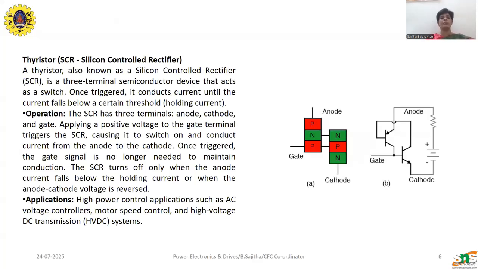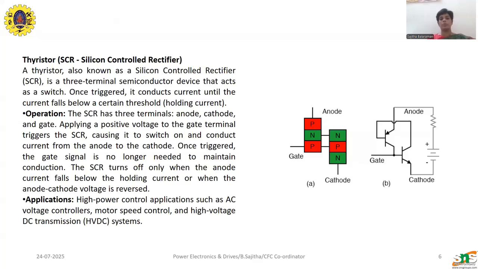These three terminals comprise the thyristor, and you can see the symbolic representation given here. That is a BJT, here there is another BJT, and these BJTs are connected back to back, a PNP and an NPN transistor. Here the P terminal is the anode, and the gate is the common gate, then the cathode. Here there is a power supply given to it. Once triggered, it conducts current until the current falls below a certain threshold, that is the holding current.